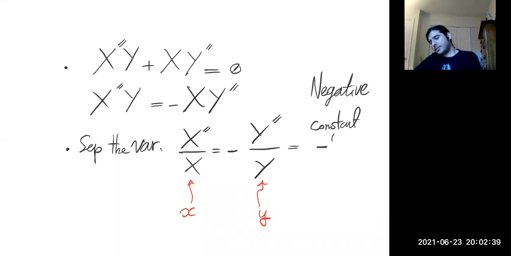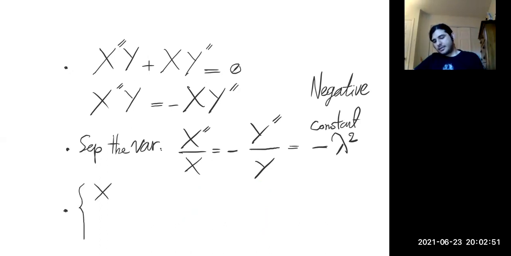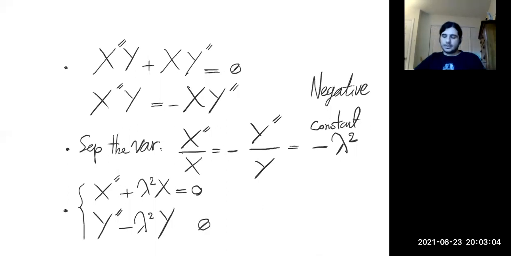So just like the previous case, we will learn that it has to be a negative constant. So we can denote that with minus lambda squared. So from this, we would get two equations, right? The second derivative of X plus lambda squared X is equal to 0. The second derivative of Y minus lambda squared Y is equal to 0. So the equations are similar. The only difference is in the sign behind lambda squared.